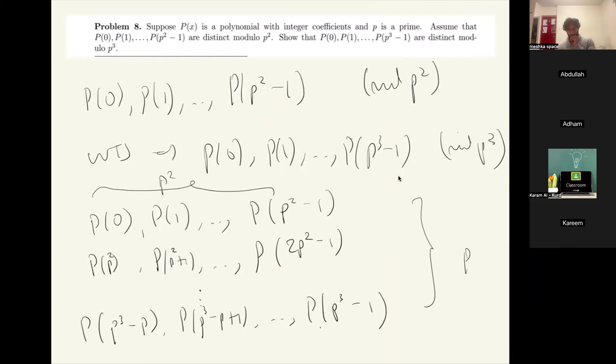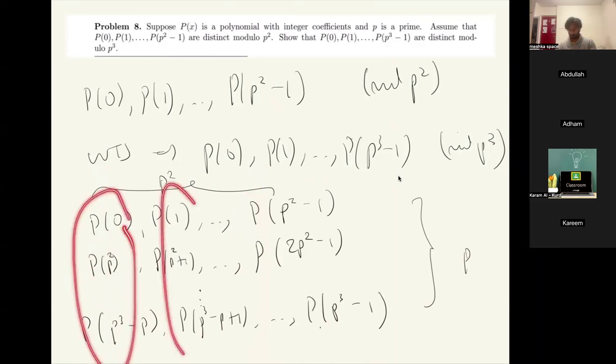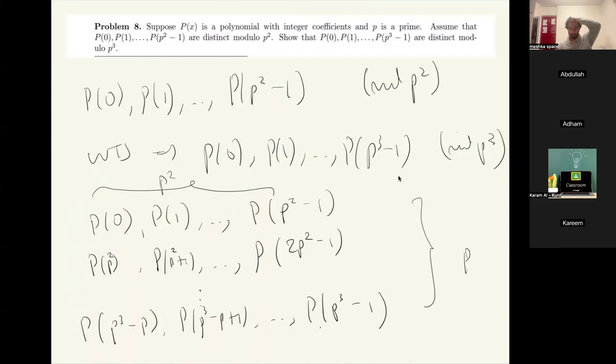Now, if I have two values that are in two different columns, I know they're going to be different modulo P squared, so they're also different modulo P cubed. So the problem really amounts to looking in the columns and showing that the residues are different in each column. Does it make sense?